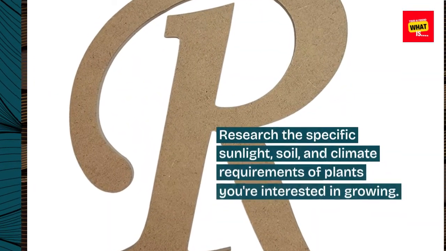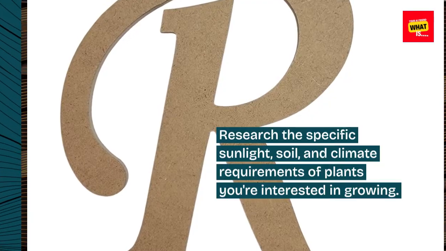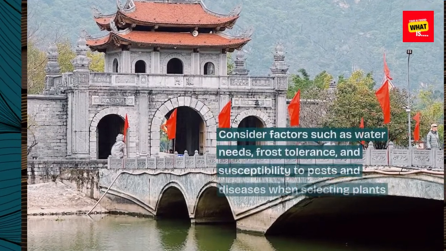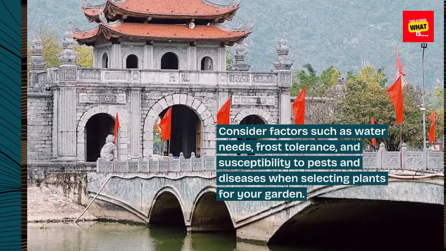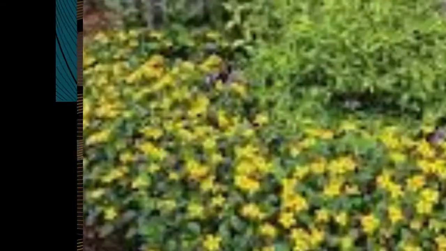Research plant requirements. Research the specific sunlight, soil, and climate requirements of plants you're interested in growing. Consider factors such as water needs, frost tolerance, and susceptibility to pests and diseases when selecting plants for your garden.